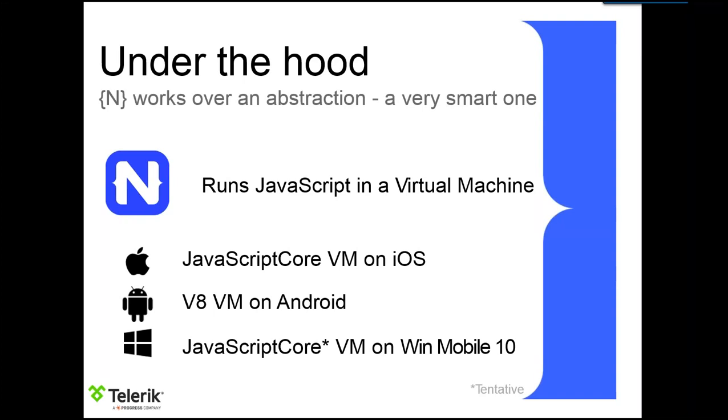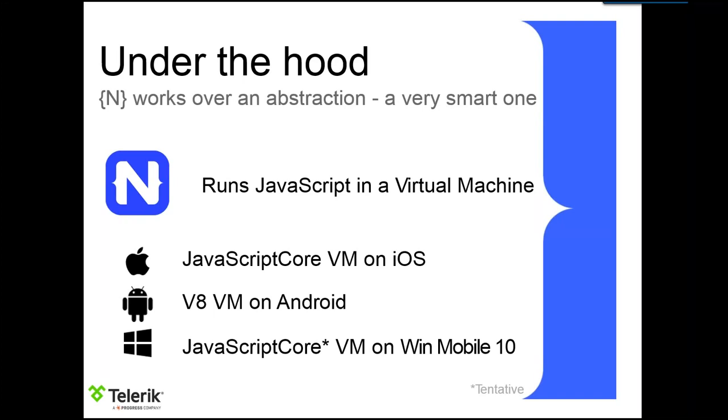And on Windows Mobile 10, when Windows Phone 10, as it's known, comes out, we are still thinking about what VM we should use. But this is what is happening. There's a VM, and your code is interpreted by the VM, because JavaScript is an interpreted language. We have certain C++ callbacks which do the marshalling, dispatching, and all those things. Your JavaScript needs to be converted into those native calls, right?